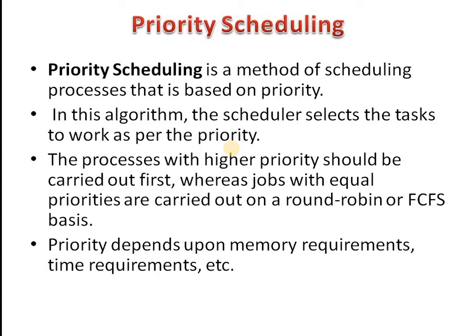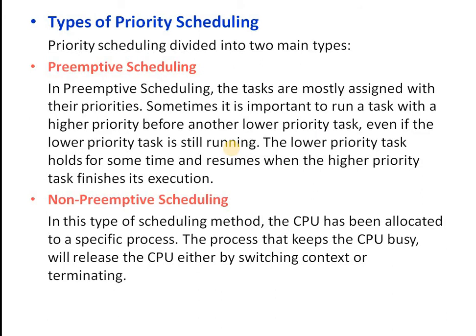Priority based scheduling is of two types, that is preemptive scheduling and non-preemptive scheduling. In preemptive scheduling, the tasks are mostly assigned their priorities. Sometimes it is important to run a task with higher priority before another lower priority task. Even if the lower priority task is still running, it is held for some time and resumed when the higher priority task finishes its execution.